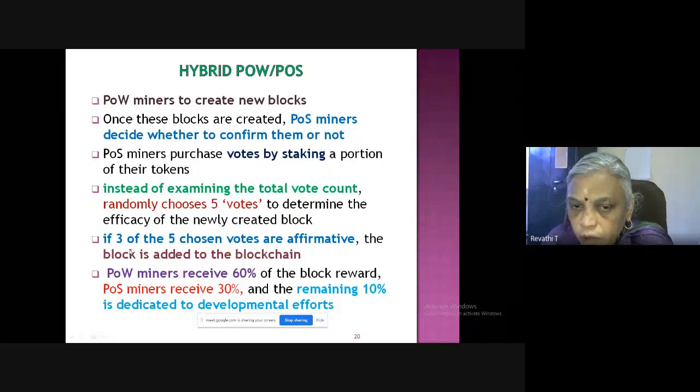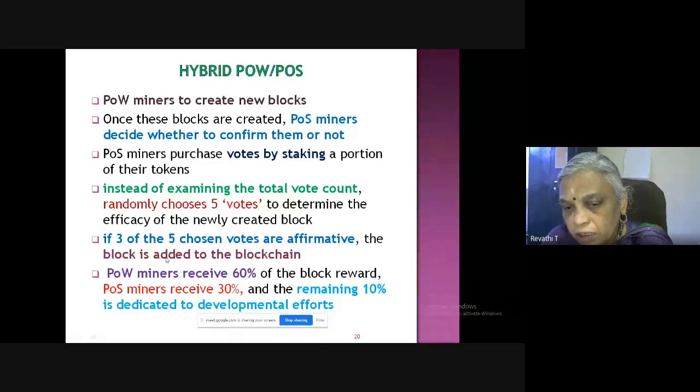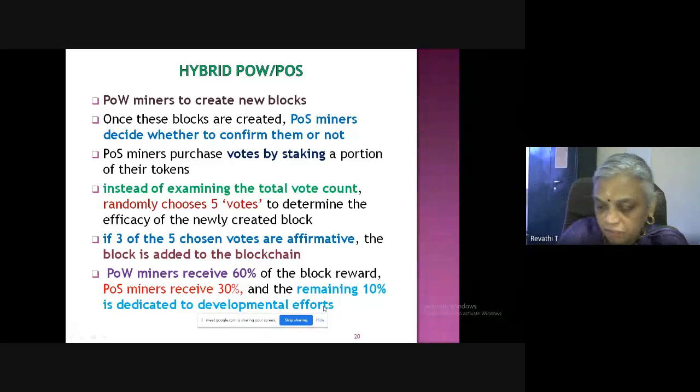And the reward is also distributed like this. POW miners will get 60%. And in the remaining amount, POS miners will get 30%. And the remaining 10% is given for the development work, right? Like that it is given.